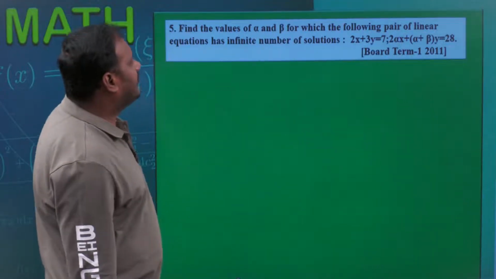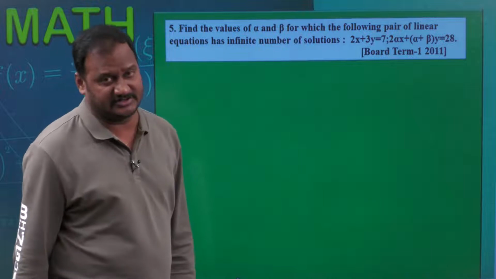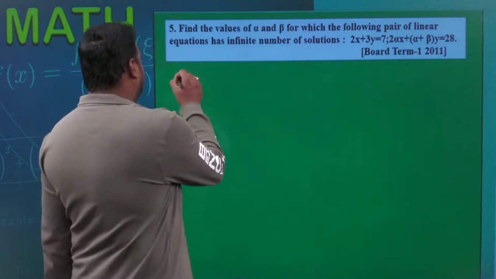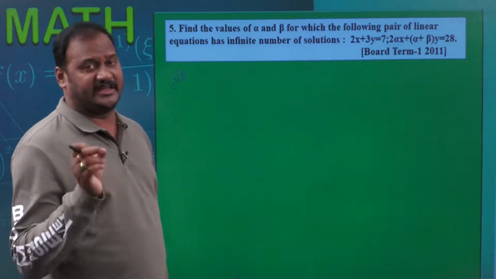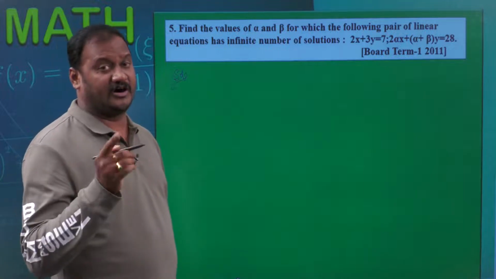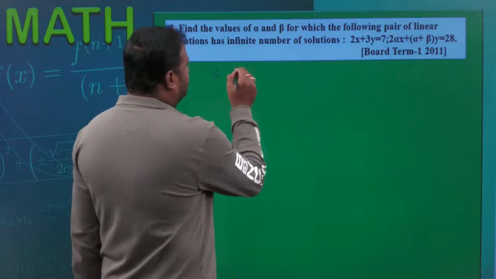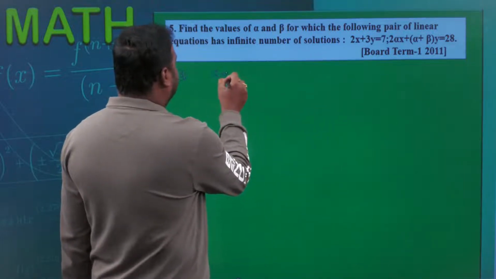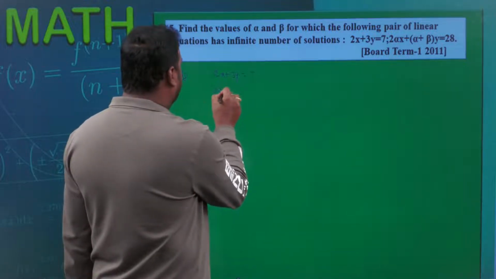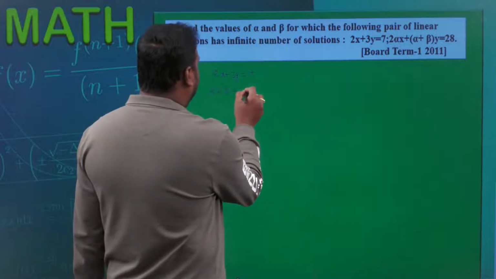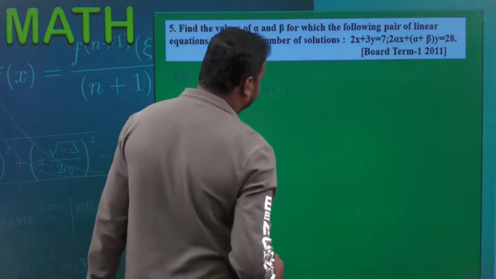Find the values of alpha and beta for which the following pair of linear equations has infinitely many solutions. What do you mean by infinitely many solutions again? Infinitely many solutions means the condition should be a1 by a2 equals b1 by b2 also equals c1 by c2. Right? So the given equations are, first equation is 2x plus 3y is equal to 7. And second equation is 2 alpha x plus alpha plus beta times y is equal to 28.